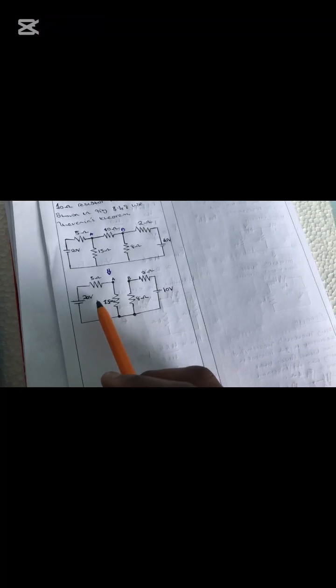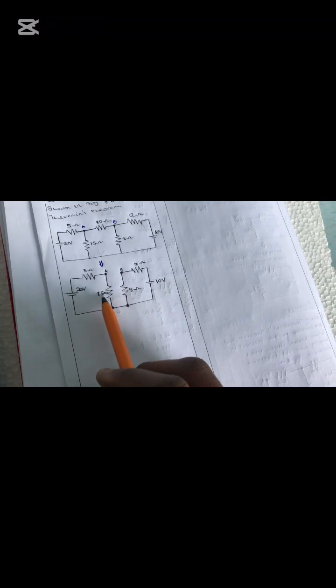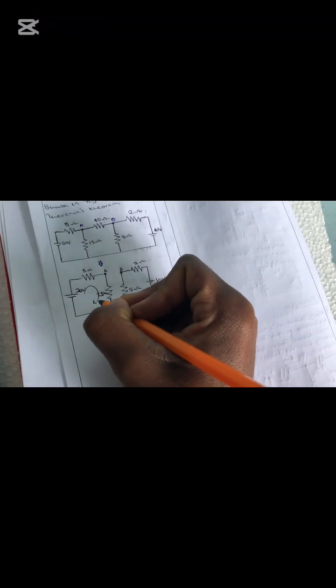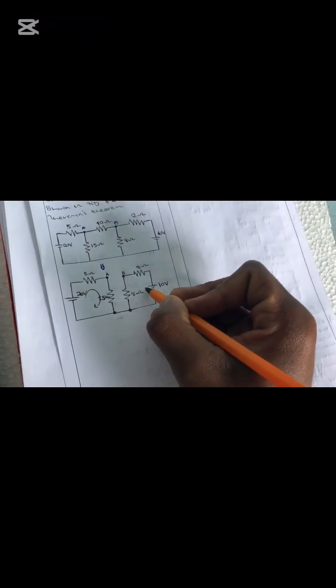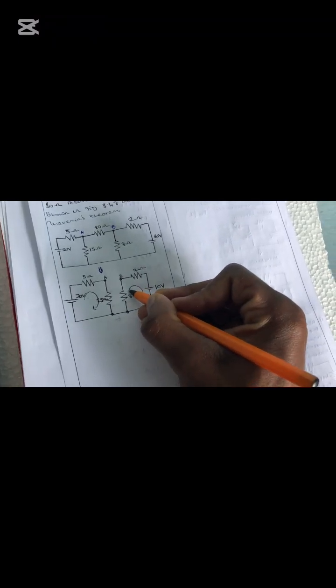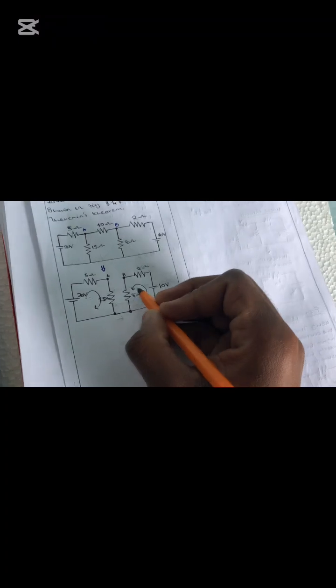So we have the 20 volts here, a 5 ohm resistor, a 15 ohm resistor, an 8 ohm resistor, a 2 ohm resistor, and a 10 volt source here. We have 2 voltage sources. So what we'll do is use a current divider rule. We have to find the current flowing here. We'll call this loop 1, the current flowing in this loop, and also the current flowing in this loop. This will be loop 2, this will be loop 1.